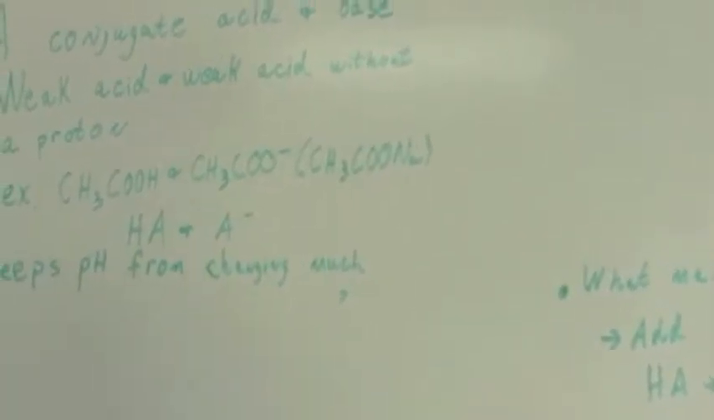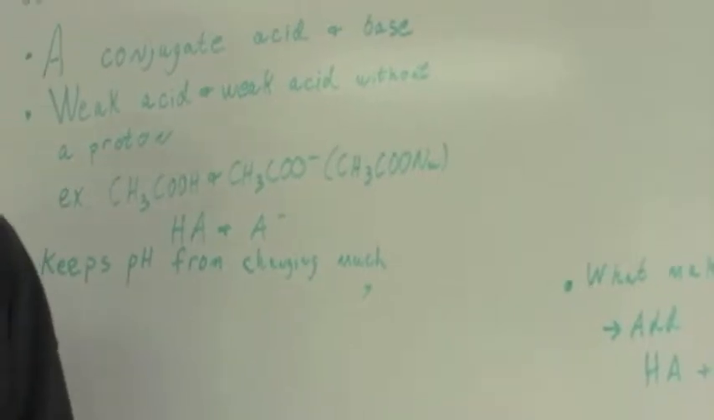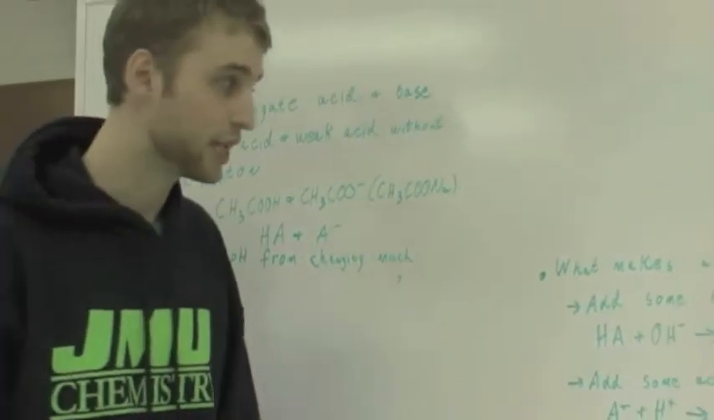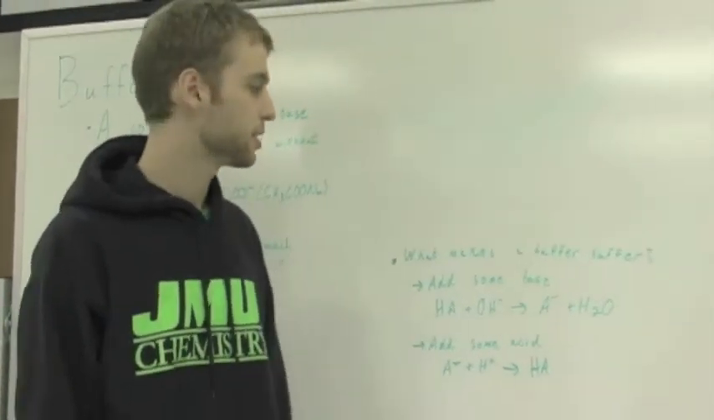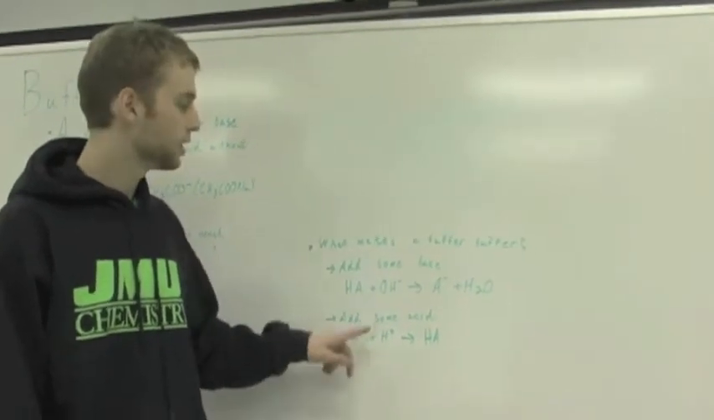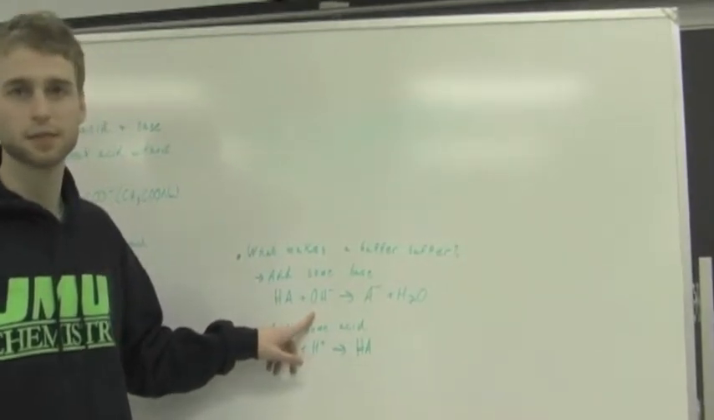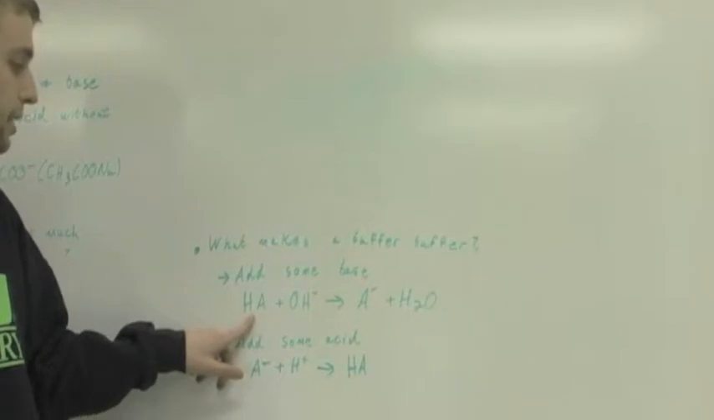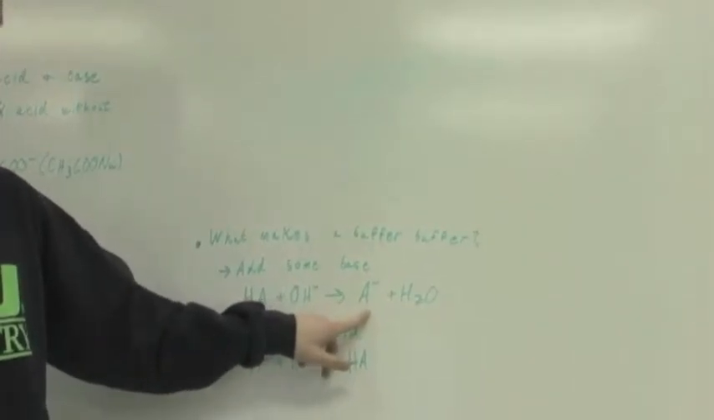Now what does a buffer do? It keeps the pH from changing as much as it would if the buffer wasn't there. And how does it do that? Well, there are two reactions that can go on in a buffer. Let's say I add some strong base to something that's buffered. Well, that strong base is going to react with the weak acid to make weak base.